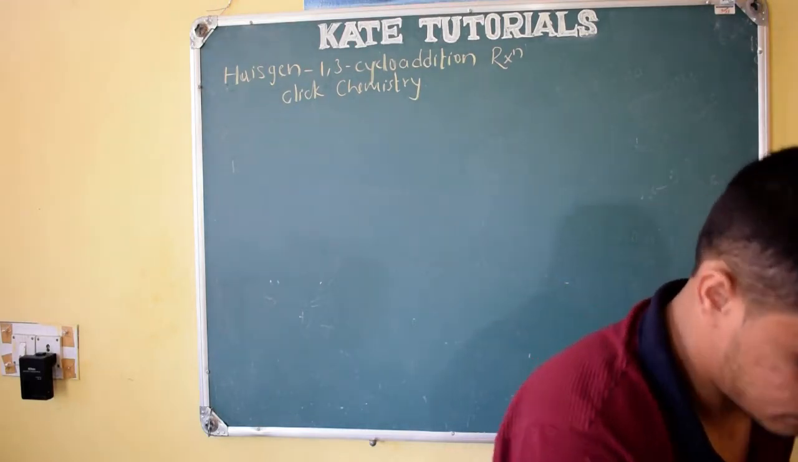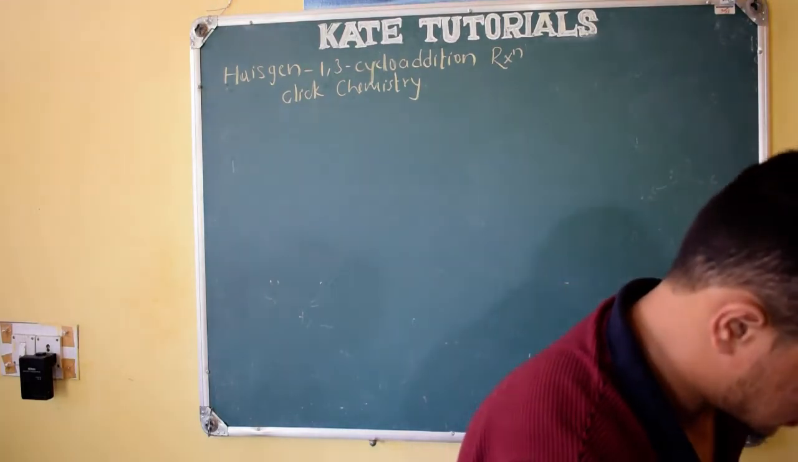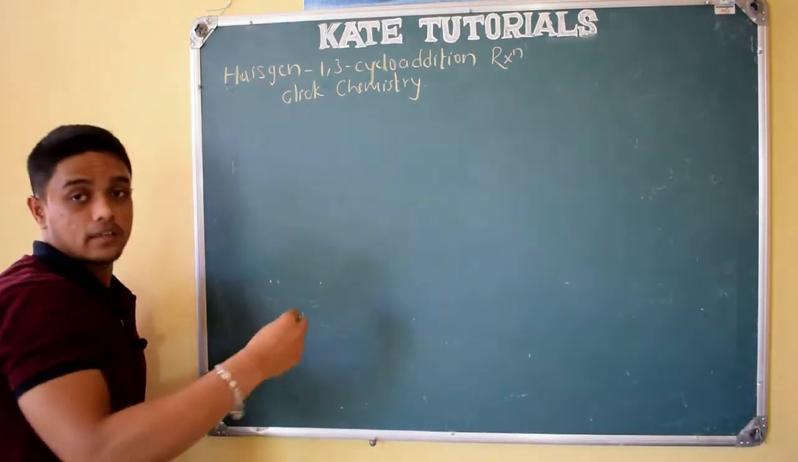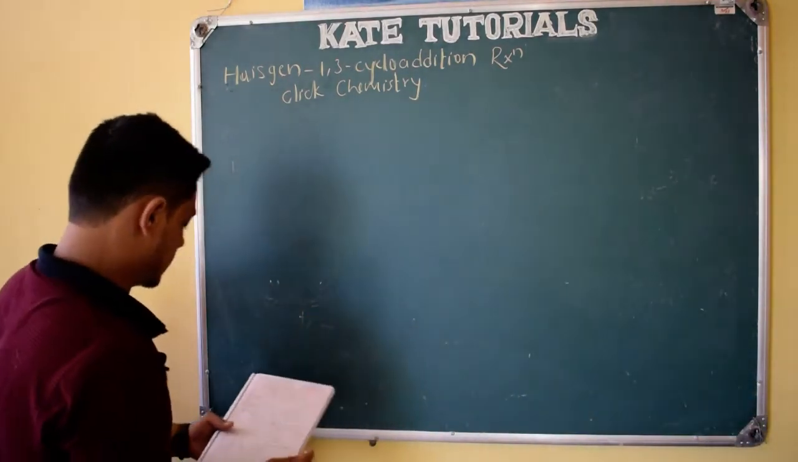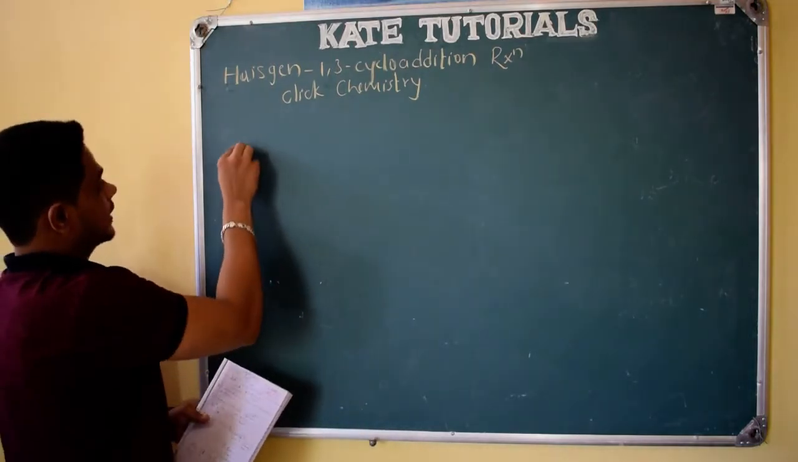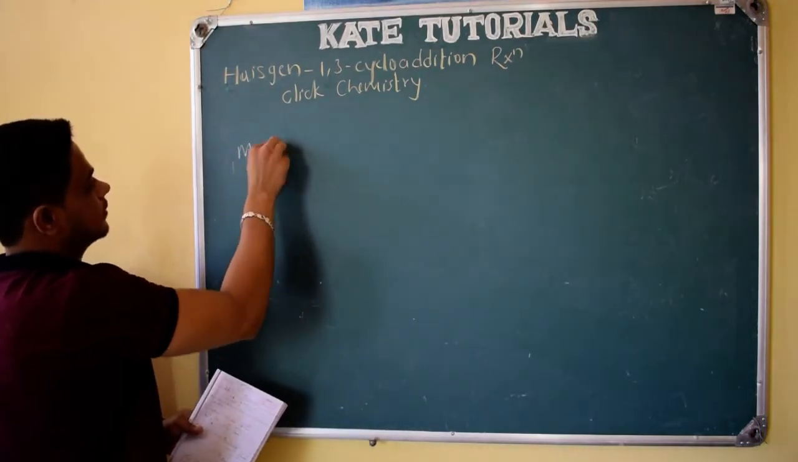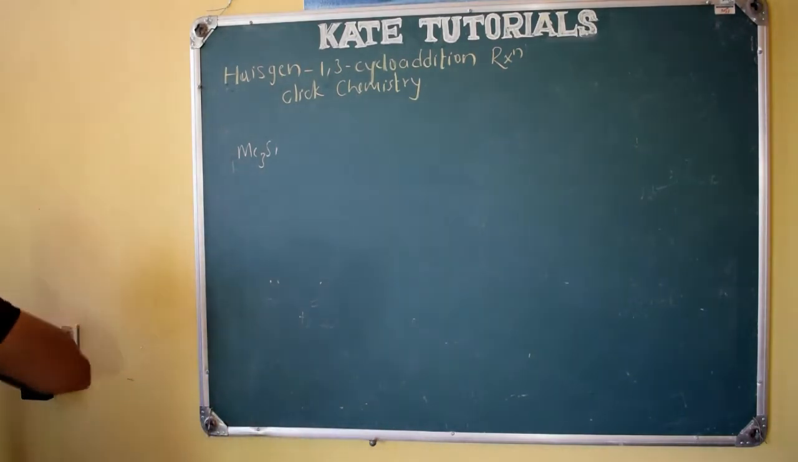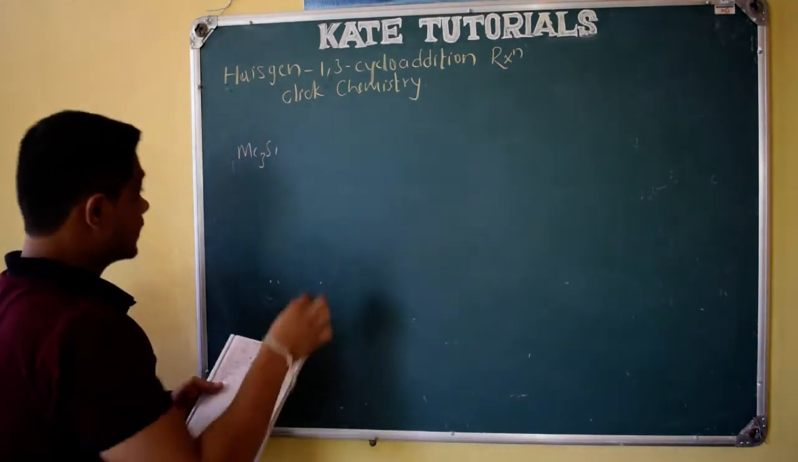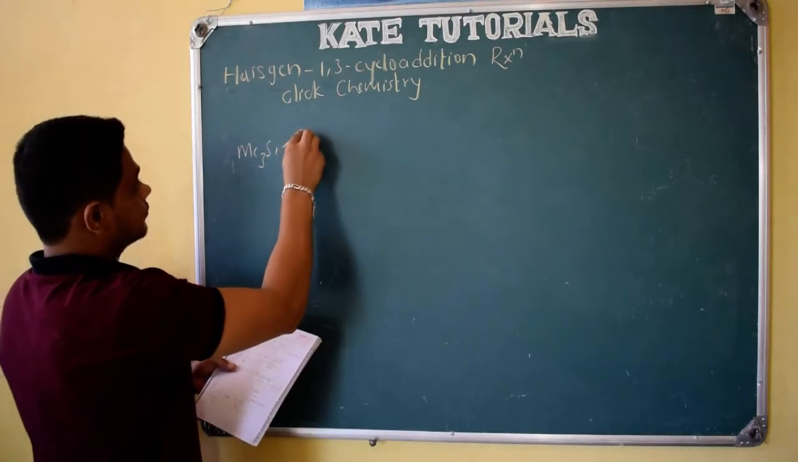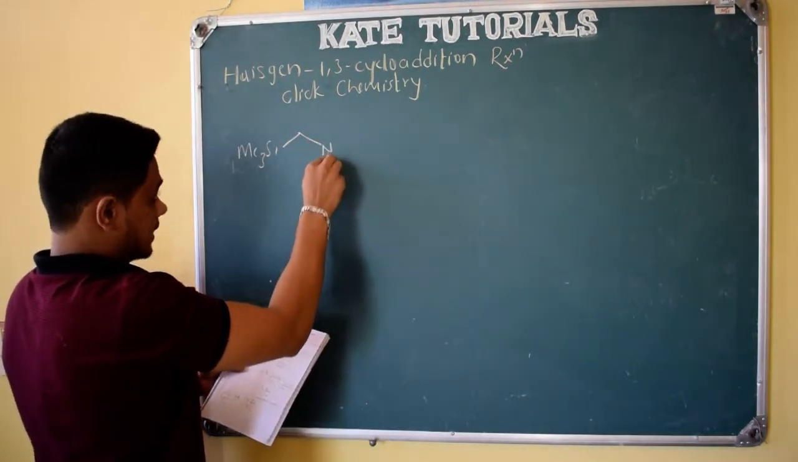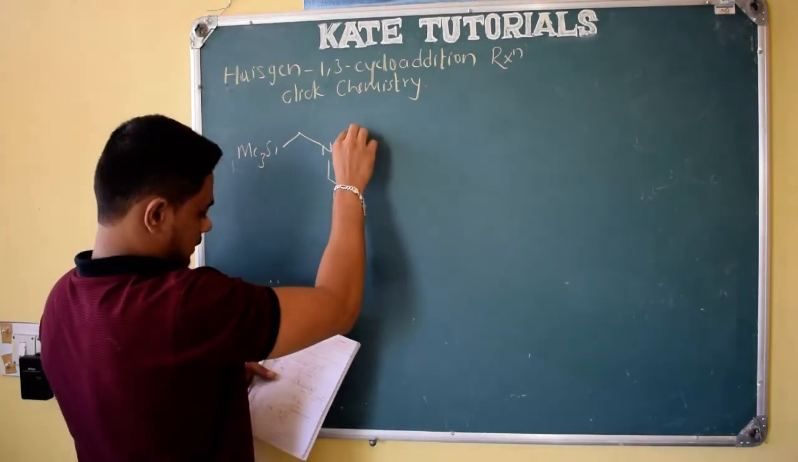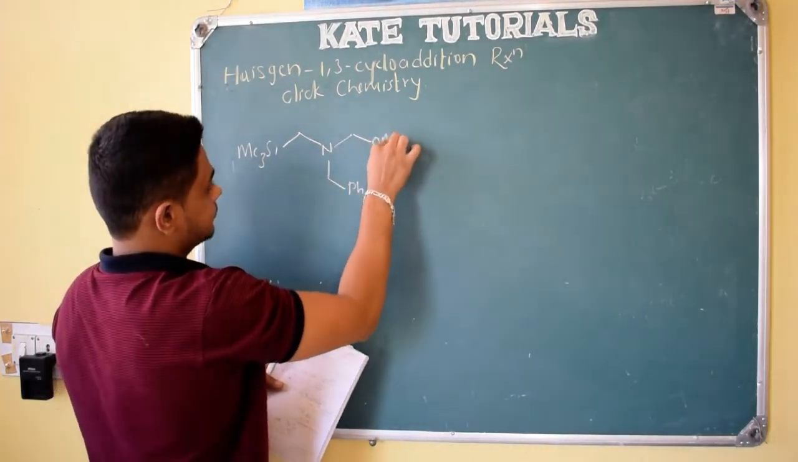Yeah, and also I didn't tell you how to synthesize these dipolar species, but with the examples you will get to know, right? See here one example is there, Me3Si, trimethylsilane. So CH2 and N is there here, Ph, and here OMe, right?